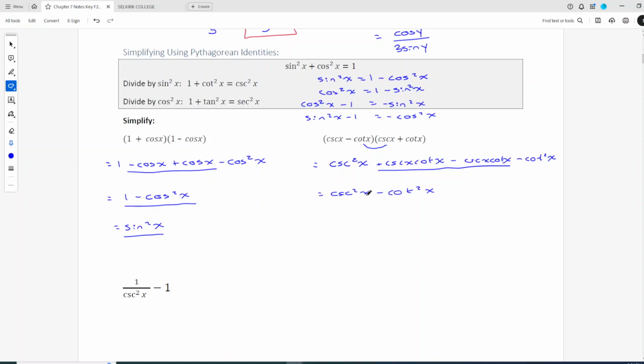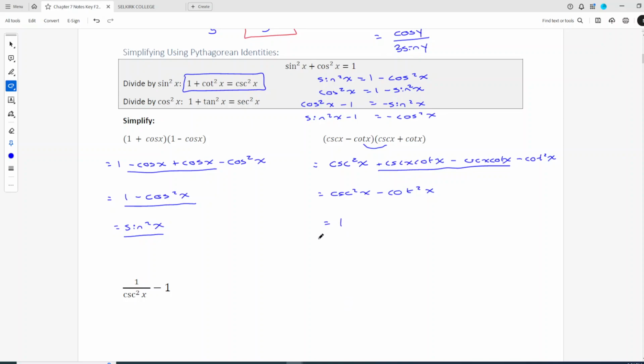Which again, as soon as I see two terms that are squared, I always think Pythagorean identities. So I go up here and I'm like, could I change this identity around so that I could replace cosecant squared x minus cotan squared x with something? Well, if I do this and I subtract cotan squared x, I get cosecant squared x minus cotan squared x. So this can equal 1.